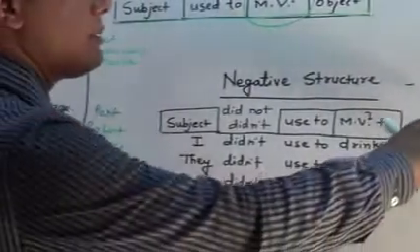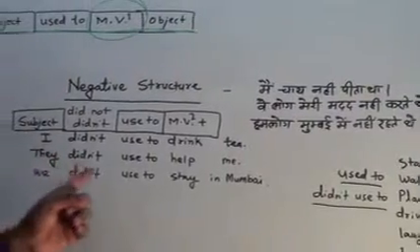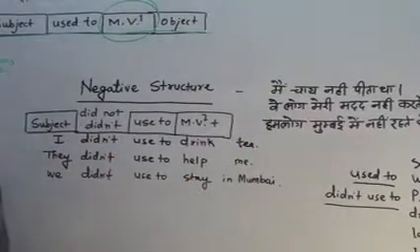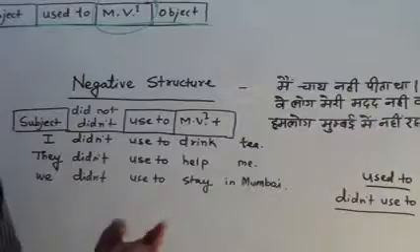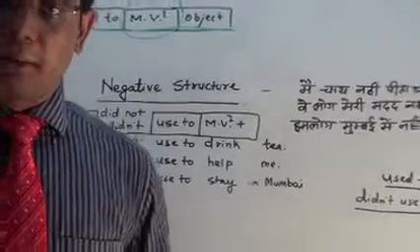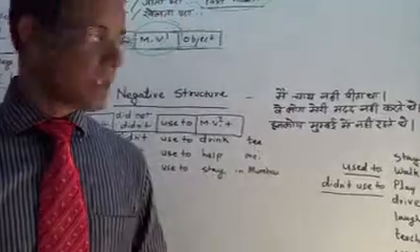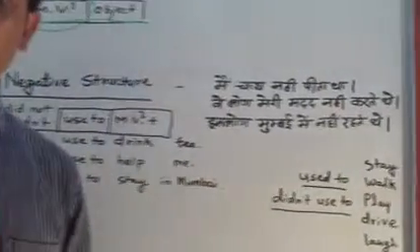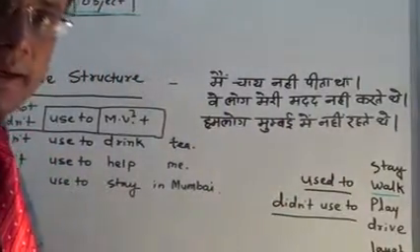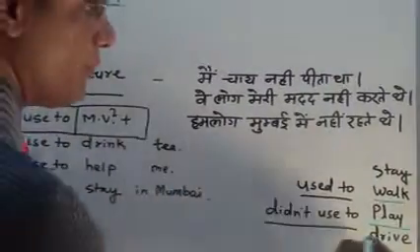The second structure is, वे लोग मेरी मदद नहीं करते थे. They didn't used to help me. The third one is, हम लोग मुंबई में नहीं रहते थे. We didn't used to stay in Mumbai. So for negative practice, we have to take care. Used to stay, main rehta tha. Didn't used to stay, main nahi rehta tha. Didn't used to walk, nahi tahla karta tha. We didn't used to play, hum log nahi khelte the.